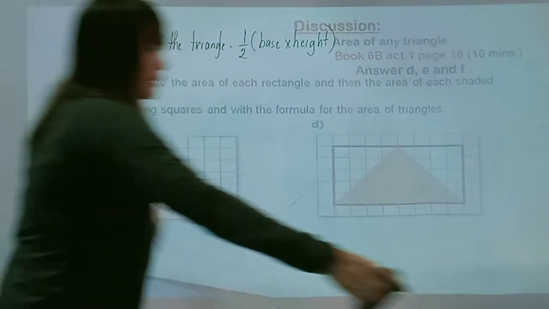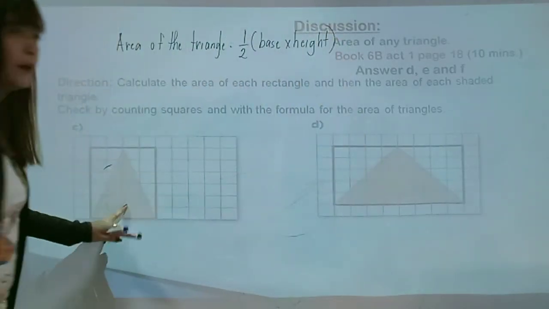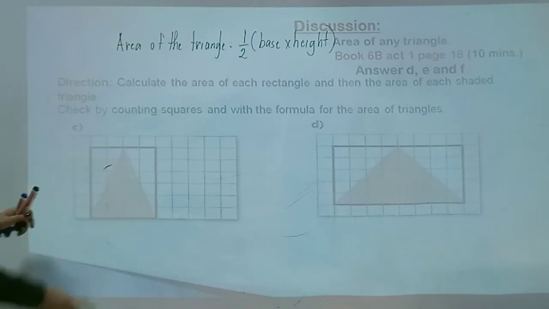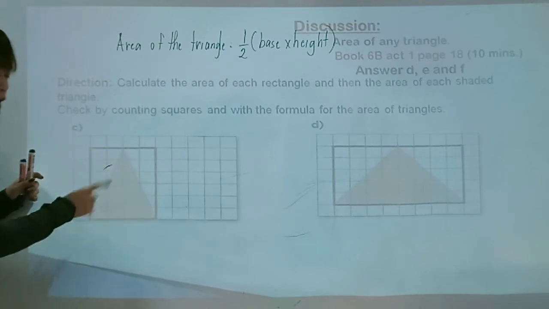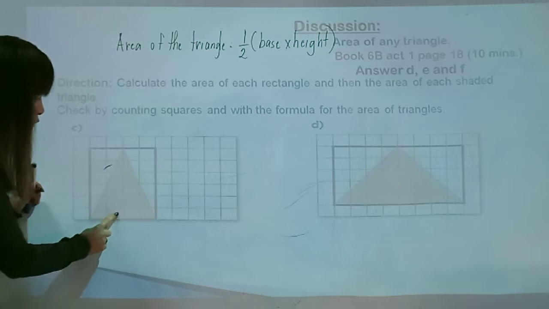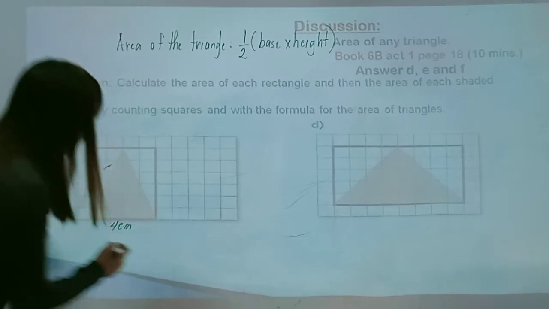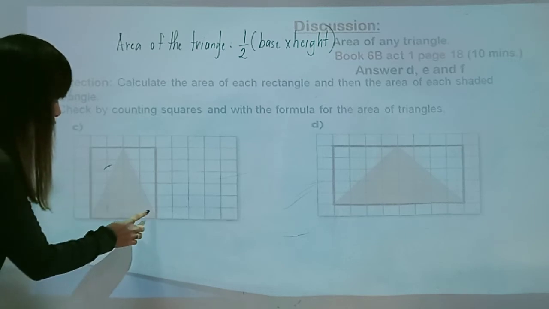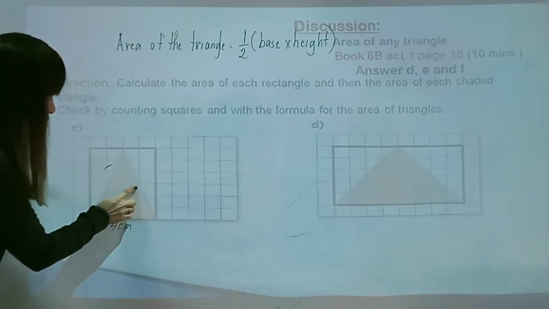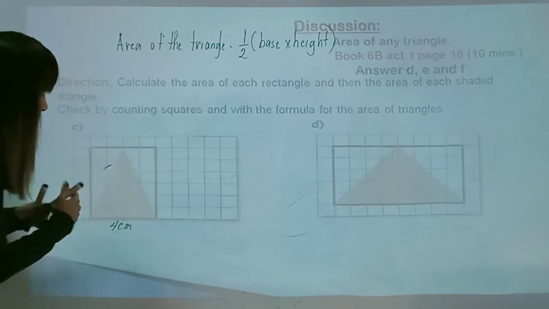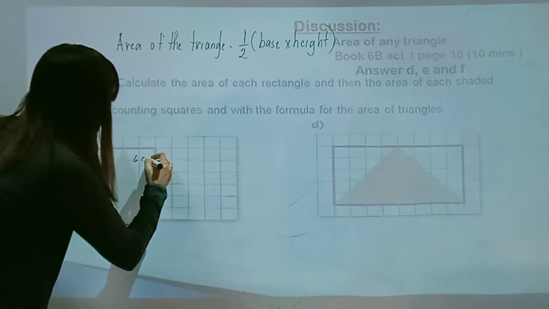Okay, for letter C again, let us find the base and the height. Again, class, by counting the shaded squares, 1, 2, 3, 4. So this is 4 centimeter. How about the height? Let us count 1, 2, 3, 4, 5, 6. So this is 6 centimeter.